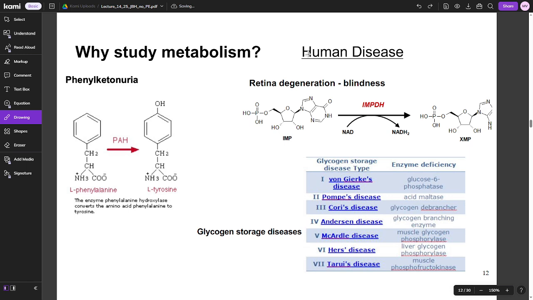So why study metabolism again? A lot of human diseases are based on metabolic issues. So like enzymes being broken down. I think phenylketonuria is an example of this. You've got this retinal degeneration here, which is through IMP dehydrogenase, which is an enzyme that actually takes the precursors of purines and turns them into xanthine monophosphate. So you've got inosine monophosphate and then xanthine monophosphate.